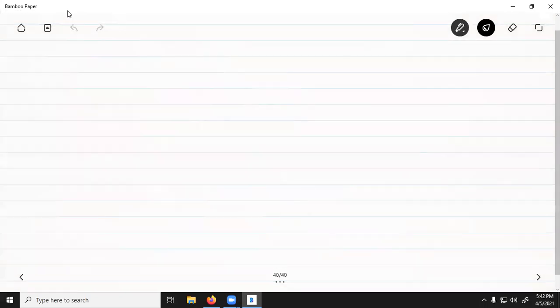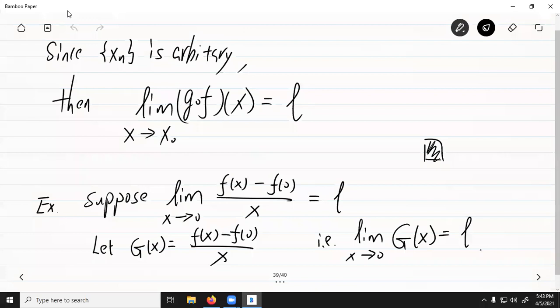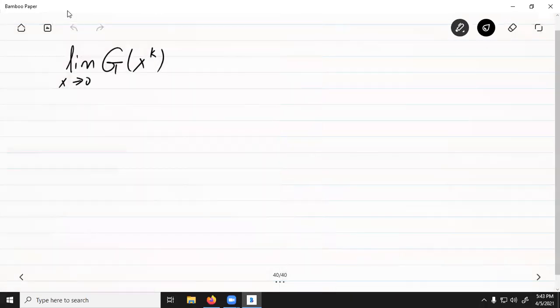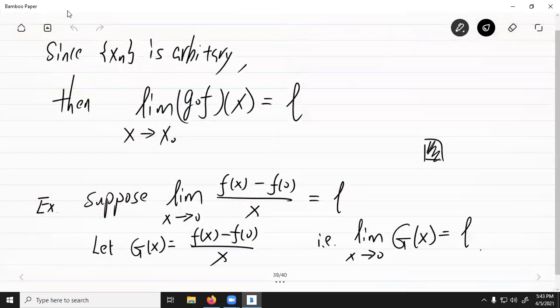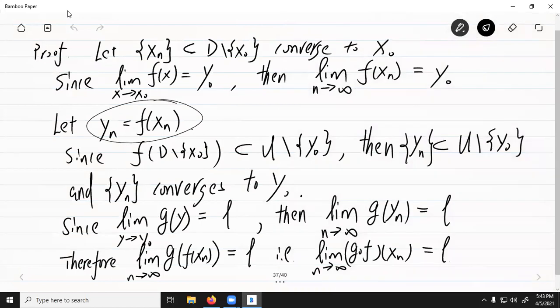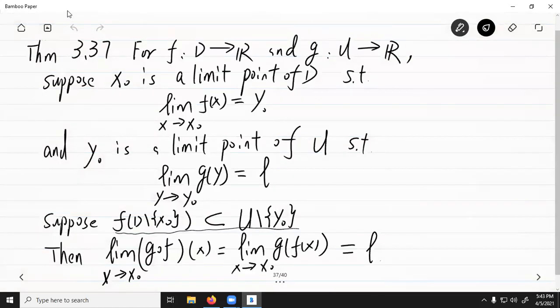So what about this one? The limit as x approaches 0 of g of x to the kth power. This is the composite function, right? The outside function is g. g has the limit equal to L, right? The inside function is x to the kth power. As x approaches 0, x to the kth power is 0, right? So it satisfies the conditions we have for this composite function, right?